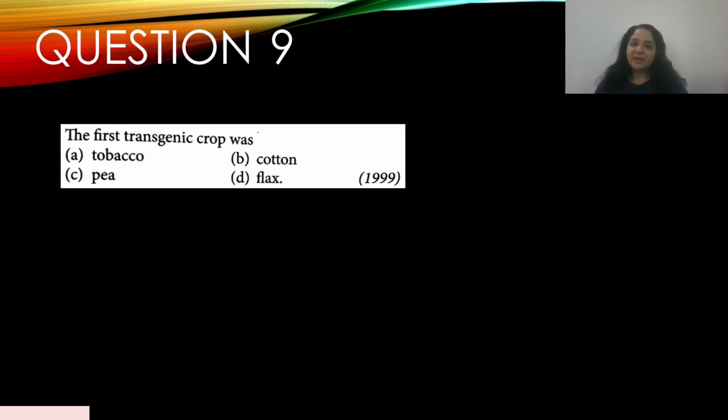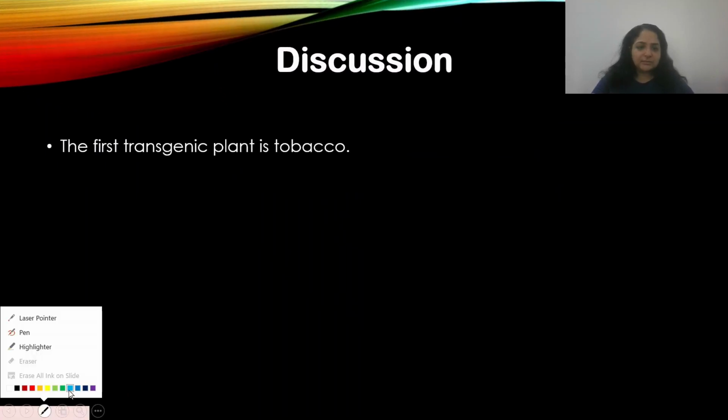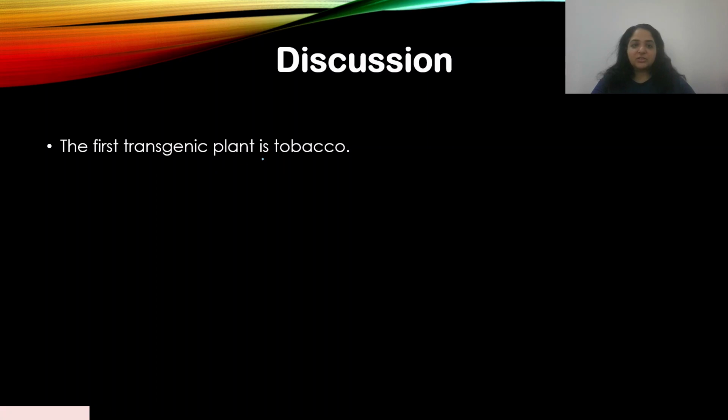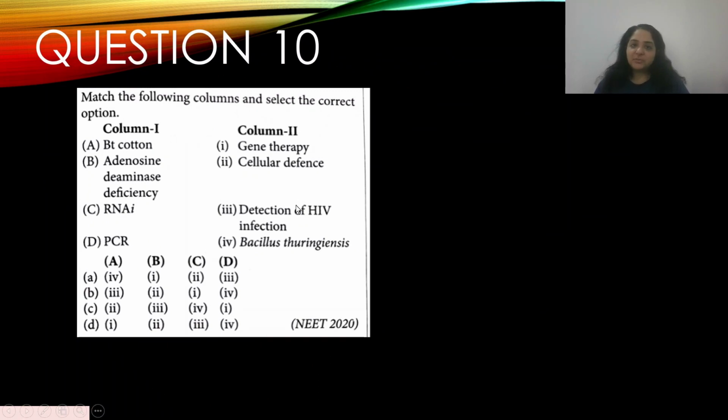Okay. Question number 9. The first transgenic crop was, and this appeared in 99, A. Tobacco, B. Cotton, C. Pea, D. Flax. So the first transgenic crop was A. Tobacco. Okay, learn it as a fact if they ever ask you. The first transgenic plant was tobacco. All right, learn it as a fact. Let's move on.